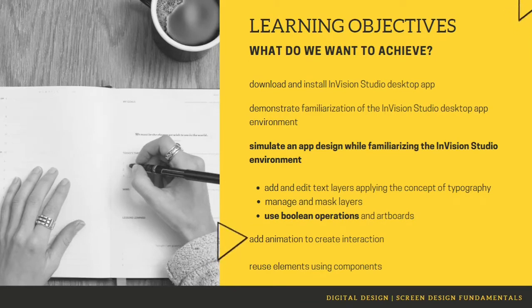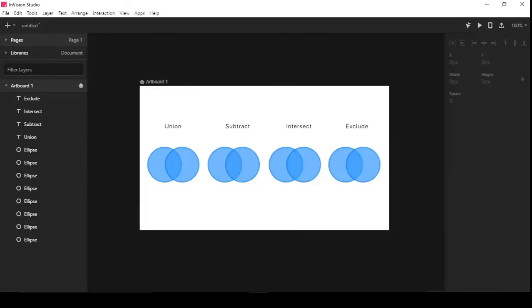So we are still on the process of simulating a mobile app design while familiarizing ourselves with the Envision Studio environment. And for this session, I will be introducing the Boolean operations. Let's start. Envision, by the way, is an example of vector editing software, just like Adobe Illustrator and CorelDRAW. It is a powerful vector application because you can draw very complex shapes by hand, but oftentimes you can achieve a complex shape by combining simpler shapes.